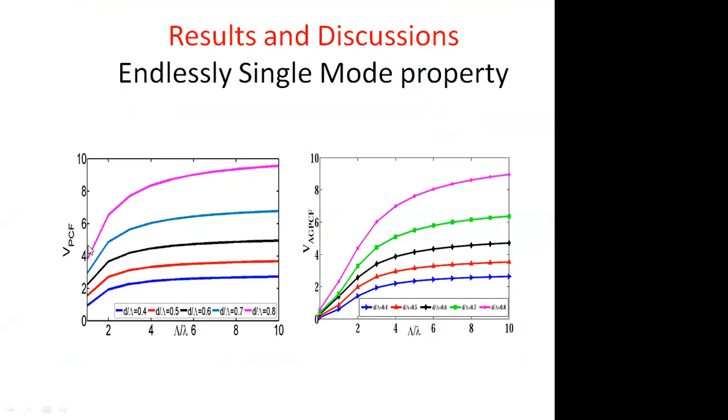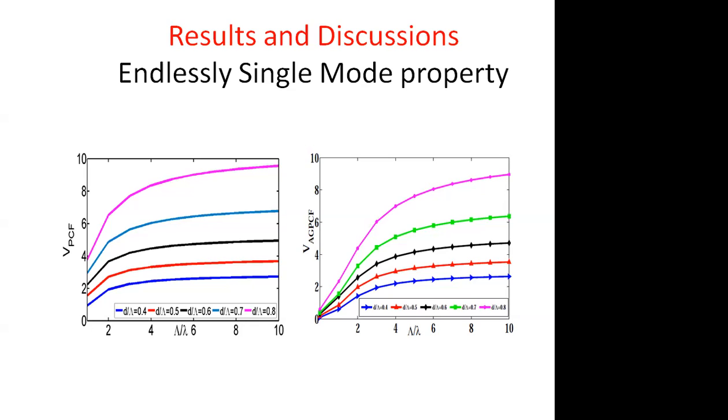So now you can see that this is the V parameter of PCF with respect to pitch by lambda, and we have varied d by pitch from 0.4, 0.5, 0.6, 0.7, 0.8. So this is a regular PCF. This is our proposed PCF, all glass photonic crystal fiber. So you can see that for 0.4, 0.5, the cutoff value is pi, 3.145. So if you draw a line from the 3.14 line, right? For both these values, 0.4 and 0.5, your fiber is in single mode, and you can increase the diameter from 12 to 36.